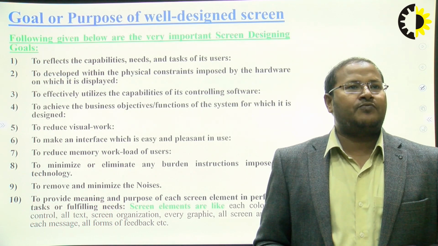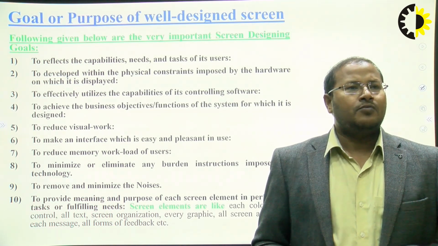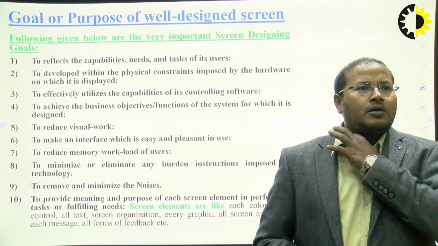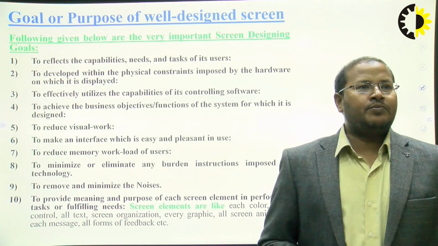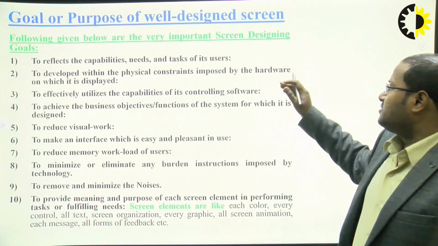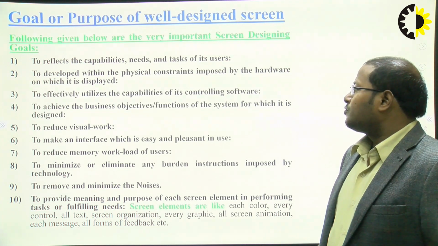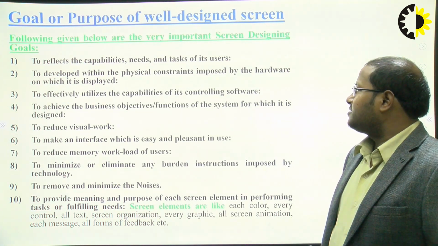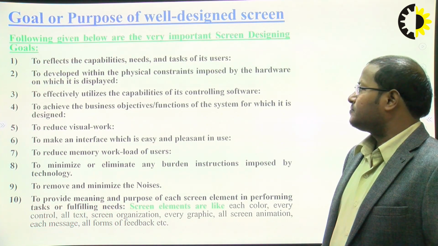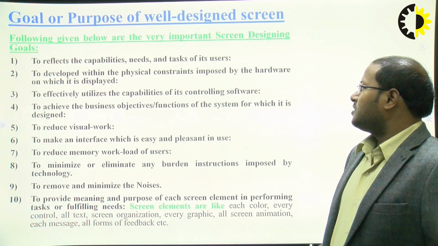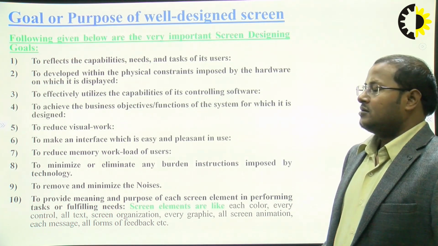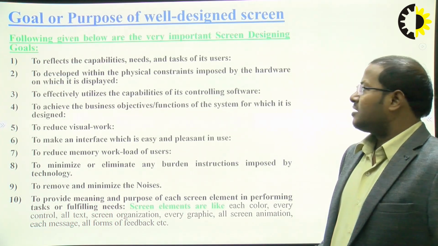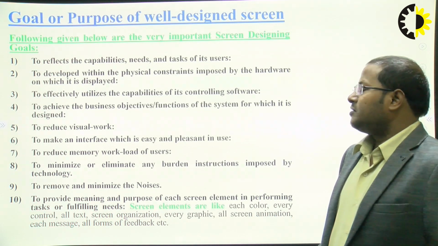Goal or purpose of a well-designed screen. What is the goal for designing the screen well? Following are the very important screen design goals. To reflect the capabilities, needs and tasks of its user. If the user is going to perform a task, what things are required to perform that task? What things are needed? What are the capabilities of the task? It should be well defined.